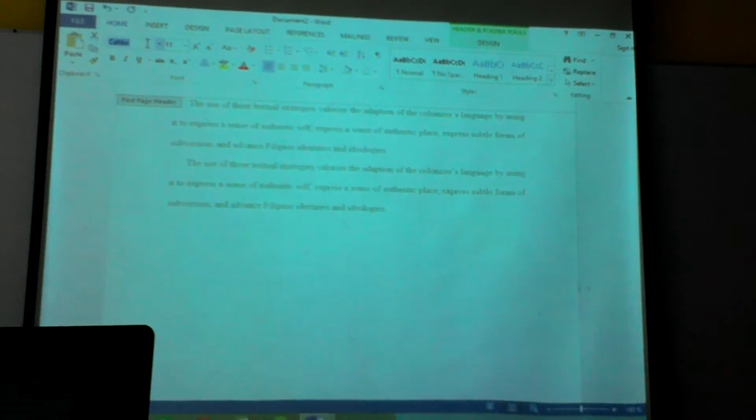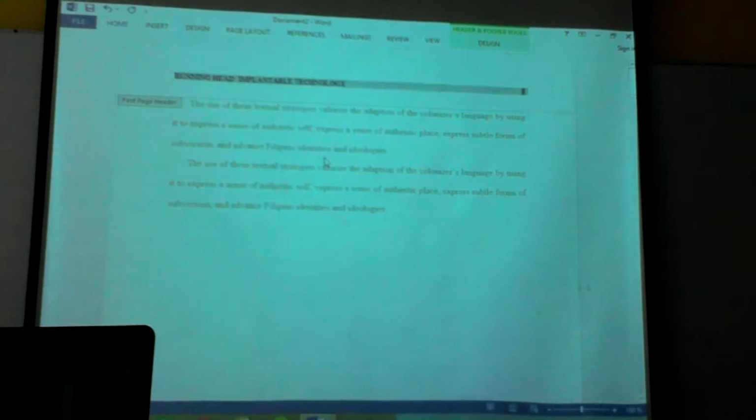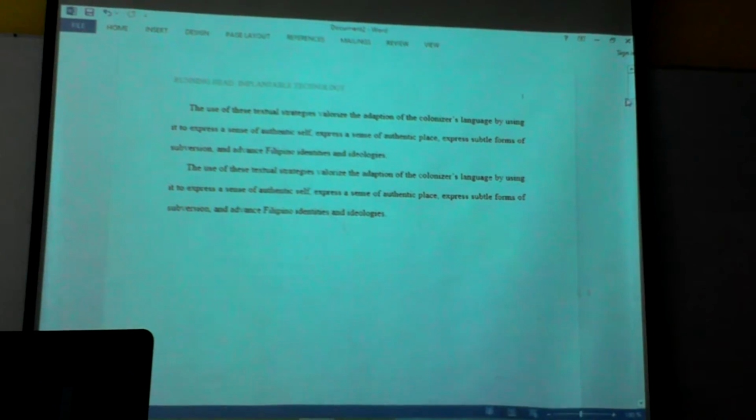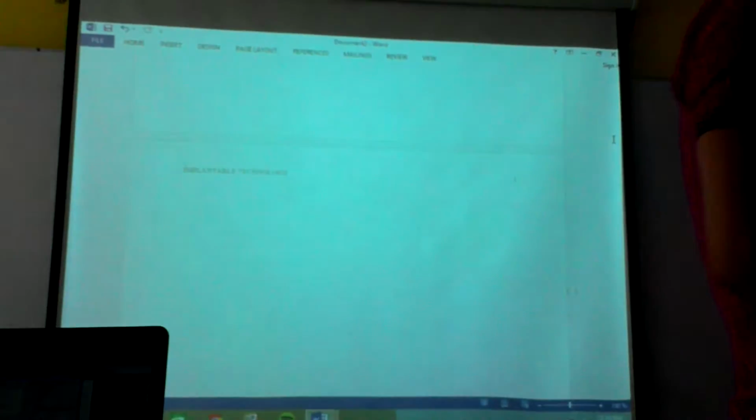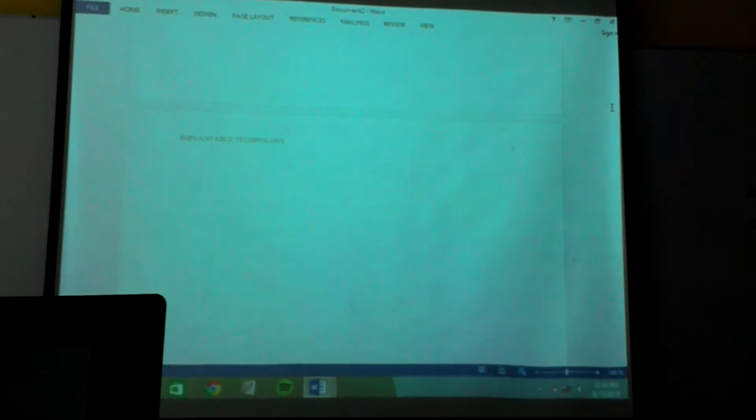Tab, tab, Control A, home. Good. Okay? Look at that. I have running head before implantable technology in page 1, but in the succeeding pages, I only have implantable technology. Okay, Times New Roman 10. Did you manage to do it, guys? Yes.